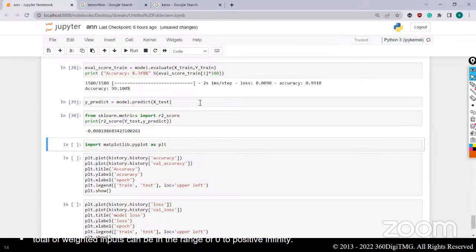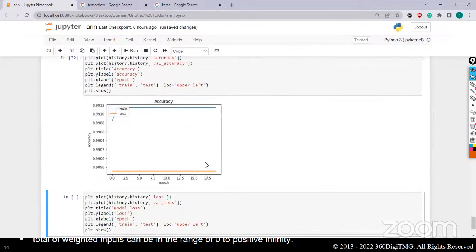Then we take the R2 score. The R2 score is not very high. That means despite a good training score, maybe we can make some improvements in our model. You can also try different accuracy measures to see how it works. And then we'll quickly visualize.